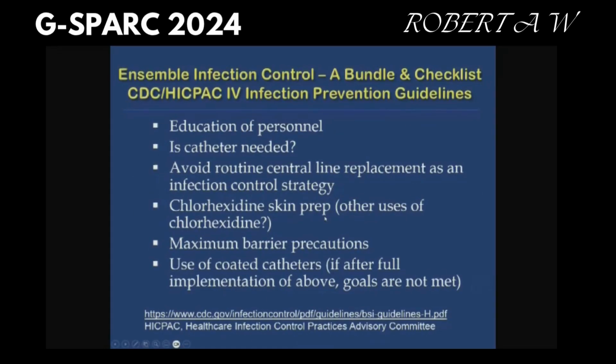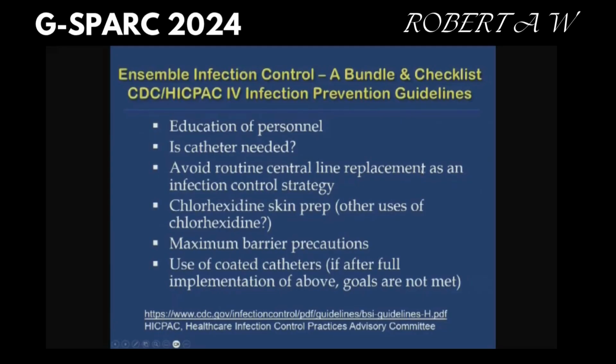Prep the skin site with chlorhexidine or another very active agent, and wear gowns and gloves when putting in the catheters. If you do these 5 interventions, each of which has been demonstrated by a randomized controlled trial to be effective, you markedly reduce the risk of infection. And then some people use antimicrobial or anti-infective coated catheters, although even without those, you can reduce infection rates almost to zero.